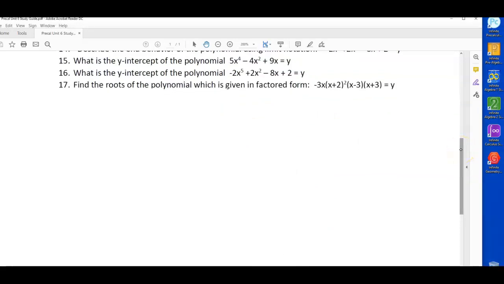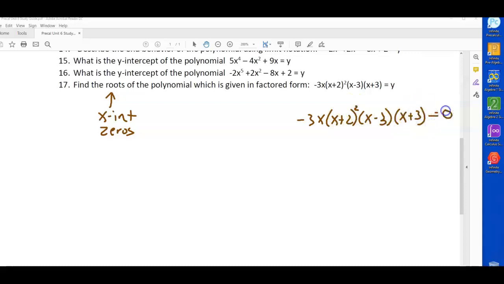Let's go ahead and do number 17. On number 17, I'm asking you to find the roots. The roots are also known as the x-intercepts, or they're also known as the zeros. And the reason for that is because when you're looking at x-intercepts, that's where your graph touches the x-axis. And when your graph is touching the x-axis, the y value is 0. So the first thing we're going to do is set this whole thing equal to 0. That's how you find roots.